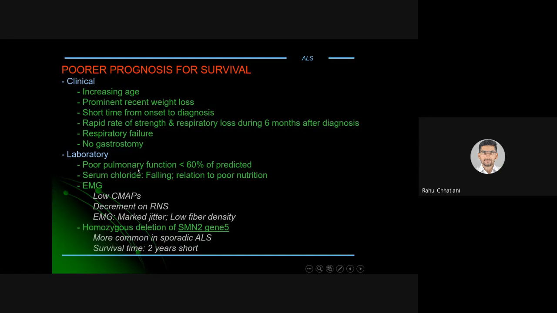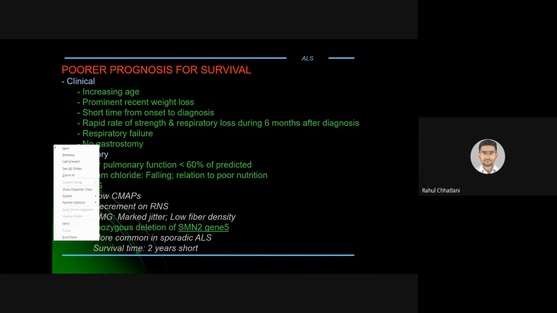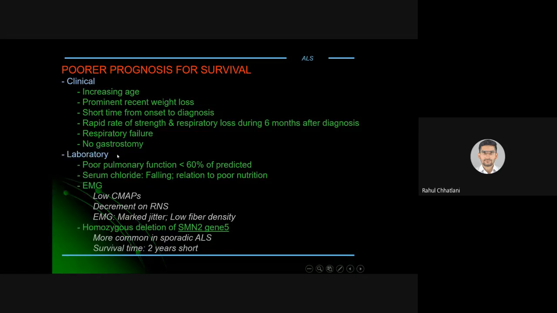Laboratory, you see poor pulmonary function, as we already described, less than 60% of predicted. Predicted is what? Normally, say for example, an 18-year-old male with a height of 6 feet. Yes, so it is predefined what the vital capacity will be, what the tidal volume will be, and what the other lung volumes will be. But if it is altered, if it is changed, that is termed as a change in the predicted values. These are the predicted values.